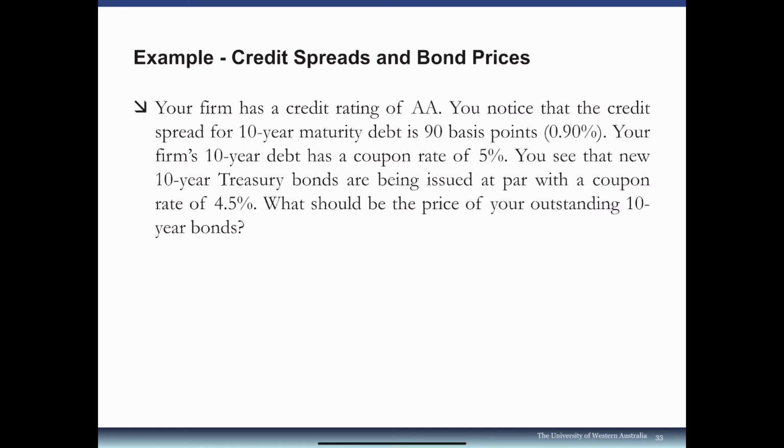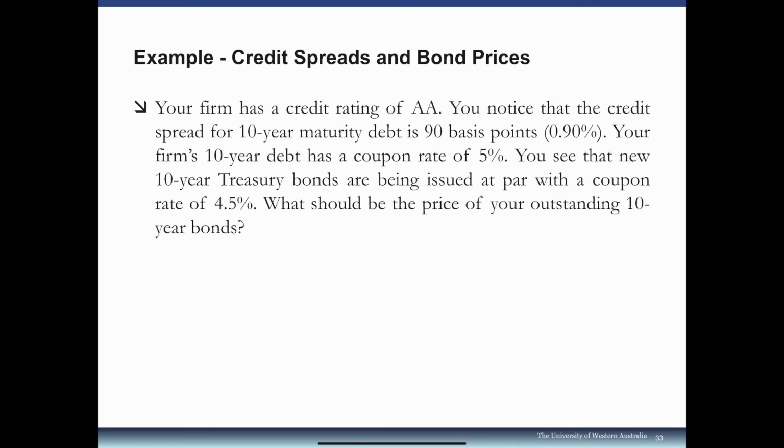So here your firm has a credit rating of AA, not AAA, not the best, but it's close to being the best for a company. You notice that the credit spread for 10-year maturity debt is 90 basis points. A basis point corresponds to 0.01%, so that's 0.0001. Your firm's 10-year debt has a coupon rate of 5%. You see that new 10-year treasury bonds, usually AAA, are being issued at par with a coupon rate of 4.5%. What should be the price of your outstanding 10-year bonds?